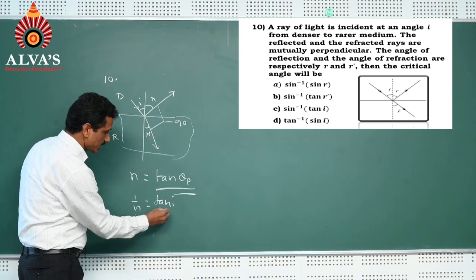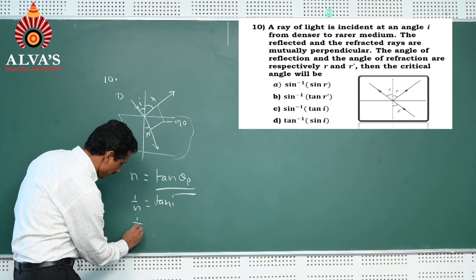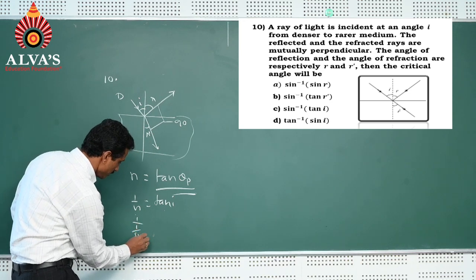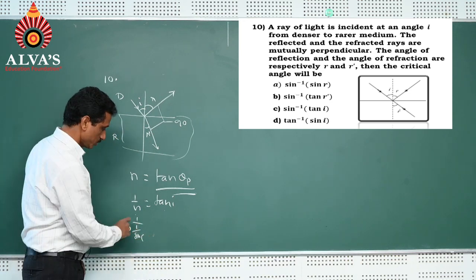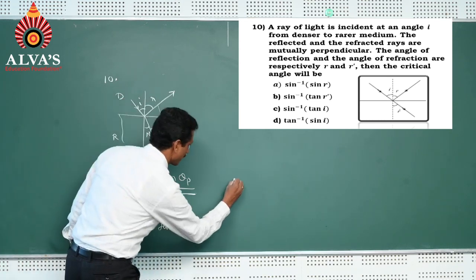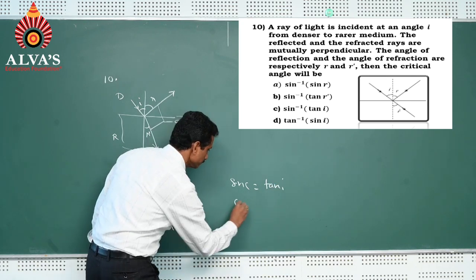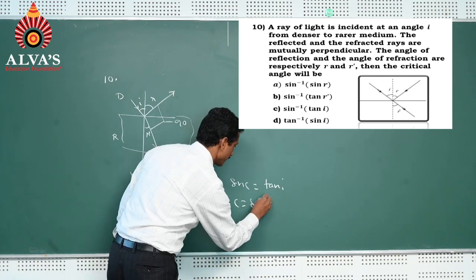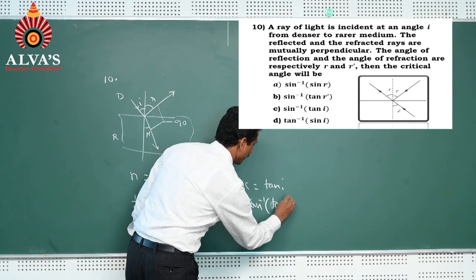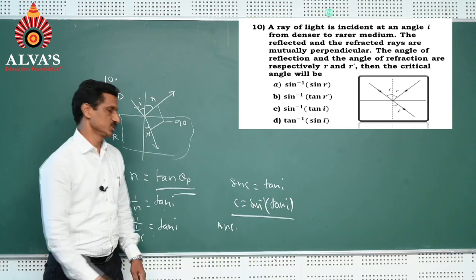Therefore, 1 by n is tan I. You know 1 by n is sin c, so sin c is equal to tan I. C is equal to sin inverse of tan I. Therefore, answer C.